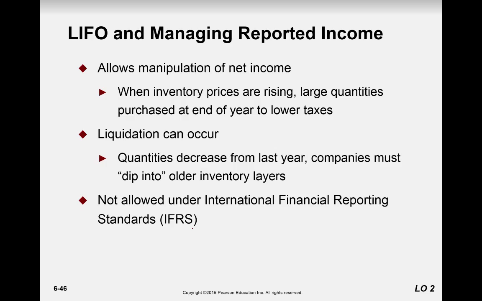So LIFO and managing reported income. What we're doing here is, manipulation of income is illegal. You can manage earnings, but through legal measures, not manipulation. So if inventory prices are high, then large quantities purchased at the end of the year to lower your taxes is not possible. With liquidation, where quantities have decreased from last year, they may dip into older inventory levels. So these are ways that you can report income.